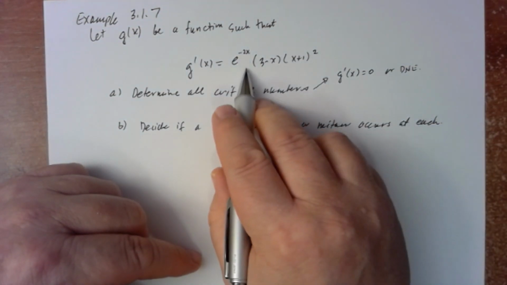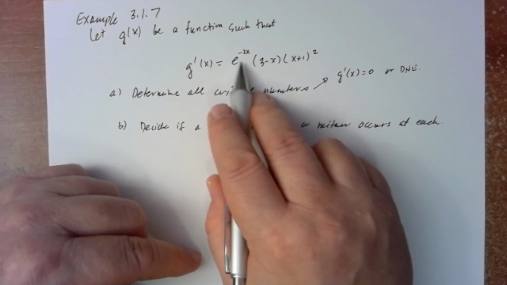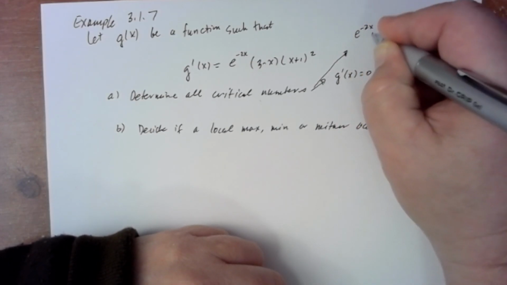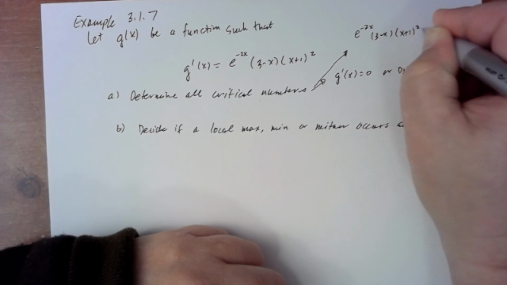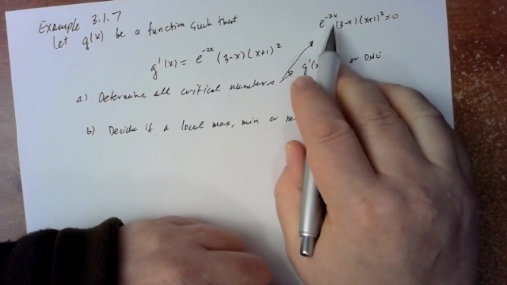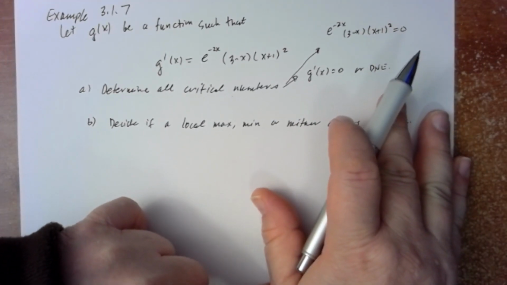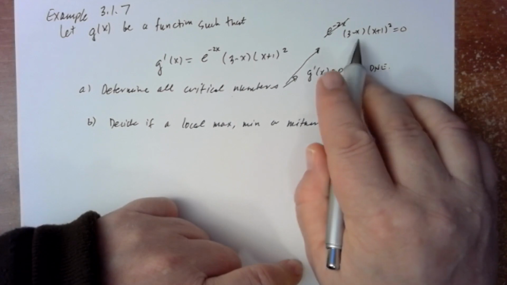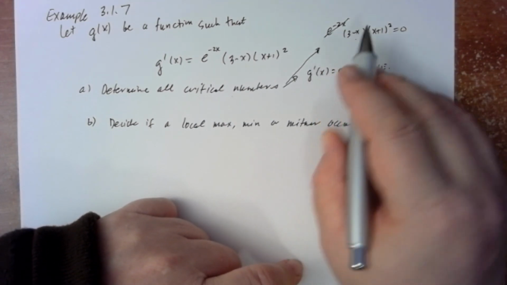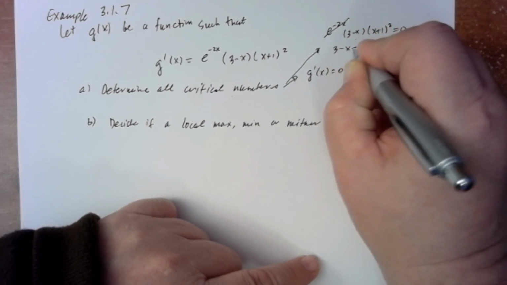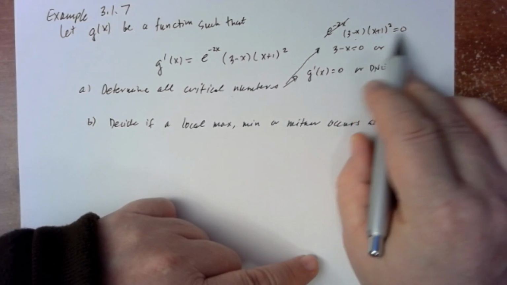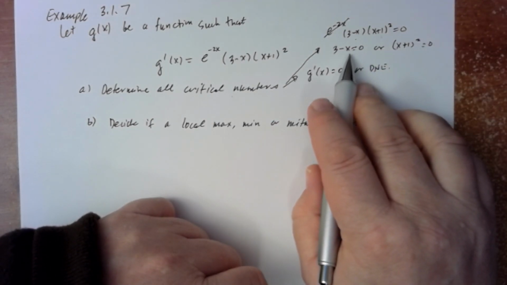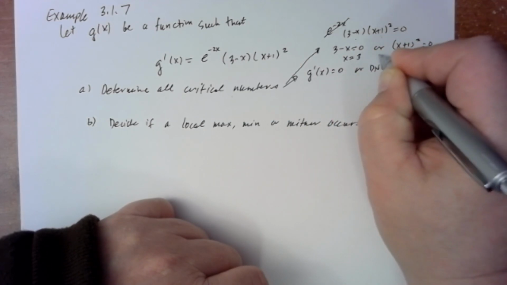Okay, so in this case, if we set this equation equal to 0 and solve for x, maybe I'll just do that up here. e to the minus 2x times 3 minus x times x plus 1 squared equals 0. So either the exponential function is 0, which it never is, right? So this part of the equation will not contribute to the solution, or x minus 3 or 3 minus x is equal to 0. So that's one possibility. Or the x plus 1 squared is equal to 0. So that's another possibility. Good. So we see here that the critical points are either x equals 3 or x equals minus 1.